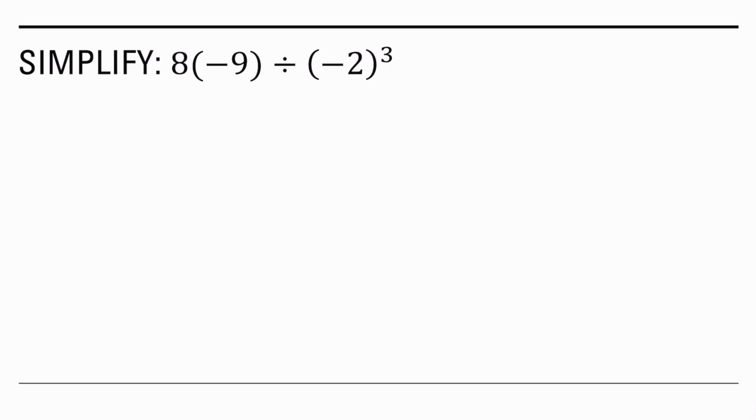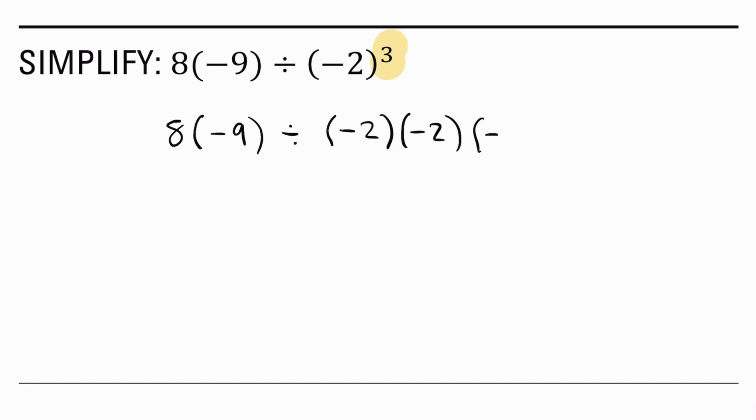So now, mixing it up a bit, we've got 8 times negative 9 divided by (negative 2) to the power of 3. The first thing I'm noticing is I have some stuff in brackets, but none of it needs to be simplified except for this exponent. We've got negative 2 inside brackets, which means we're really saying, I'll rewrite the whole thing, divided by negative 2 times negative 2 times negative 2. So now we'll evaluate negative 2 times negative 2 times negative 2.